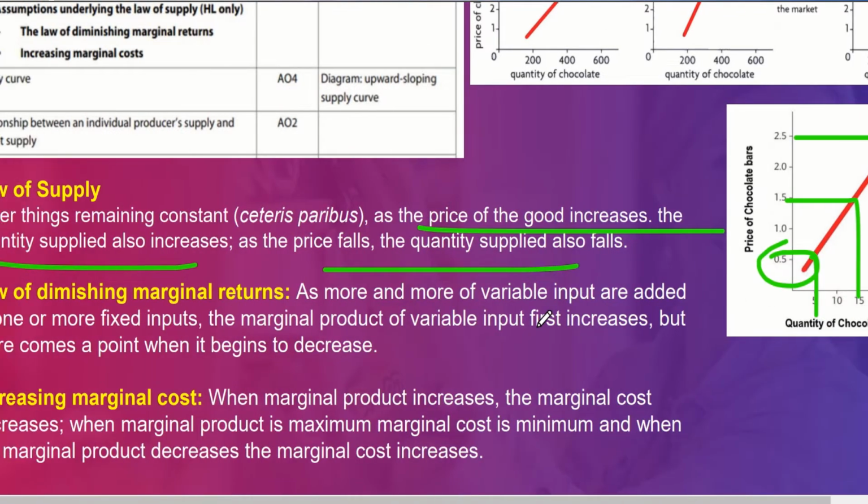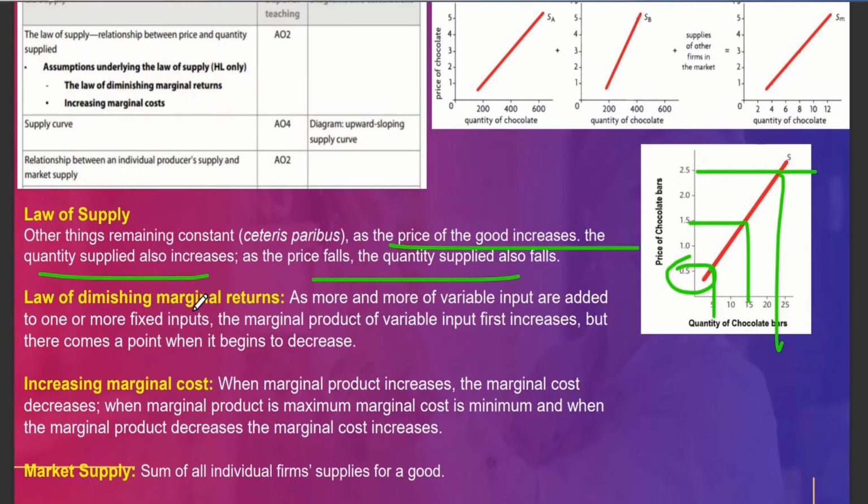Okay, and the next one is the law of diminishing marginal returns. This is the assumption used in the law of supply. See here, as more and more variable inputs are added to fixed inputs, the marginal product of the variable input first increases. But there comes a point when it begins to decrease. If we are adding one more unit of variable input, then initially the marginal product will be increasing, but later it will come down.